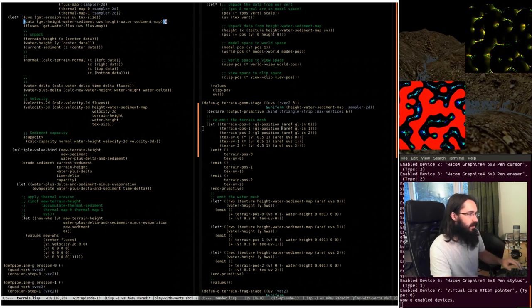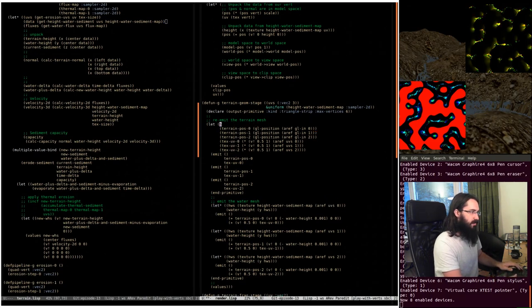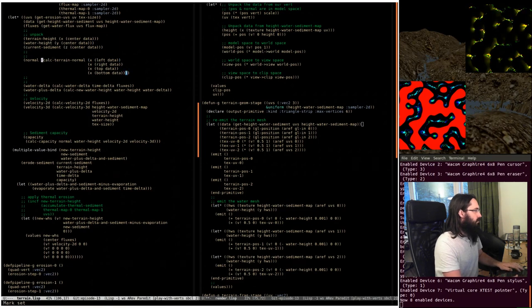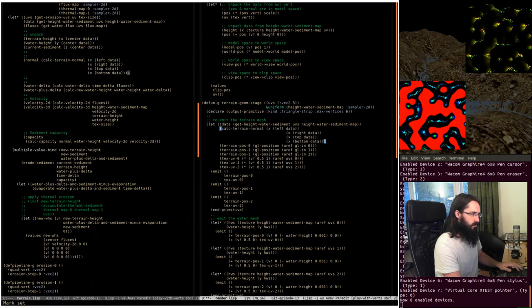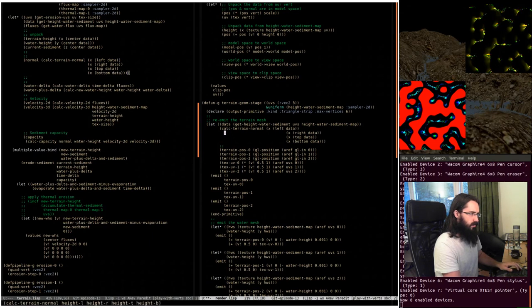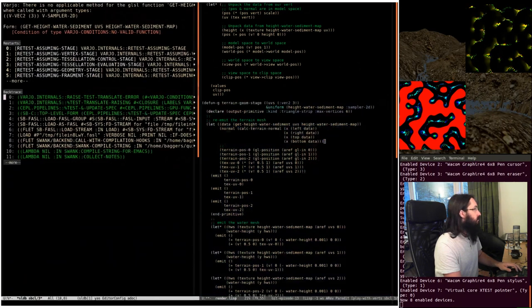But let's have a look. Anyway, the first bit is I need the normal. So let's dump this here. We get some data, and then we can calculate the terrain normal with this. So if the gods are good to us, that's very strange. Oh yeah, normal. There is no applicable method for get height with argument types vec2. Of course, yes, UVs in this case.